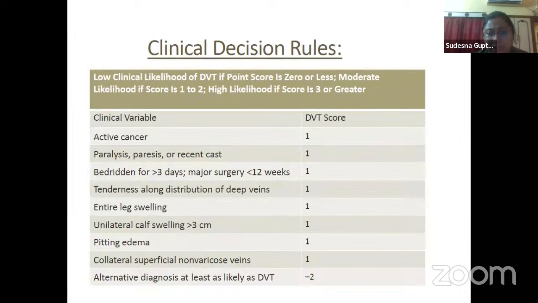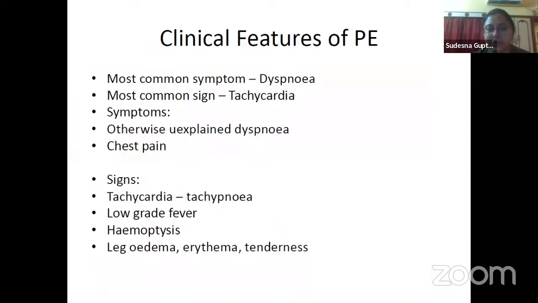Moving on to the clinical decision rules, there is a score called the DVT score, which is based, as we can see, on important clinical variables depending on the risk factors and the different signs and symptoms that we have just studied. Depending on that, I can grade the DVT as moderate likelihood, low likelihood, or high likelihood of DVT.